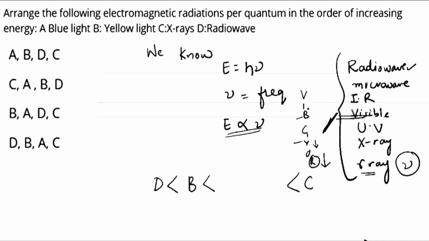So here B will come. Yellow has lower frequency, hence option B will come here because B stands for yellow light, then A, and then C. So our required order is D, B, A, C. That is option D. Hence option D is right.